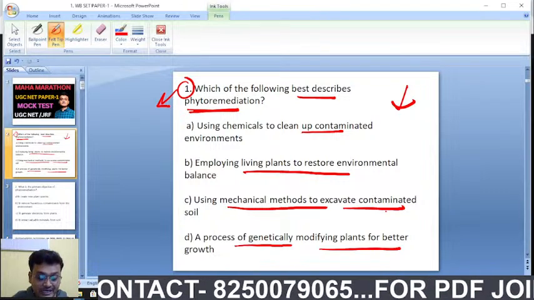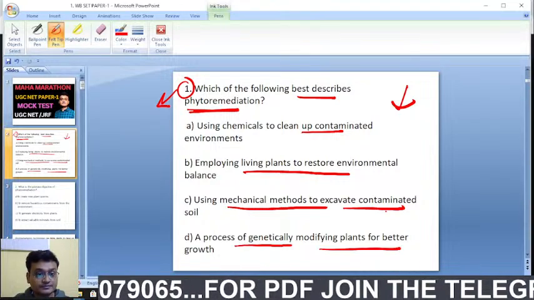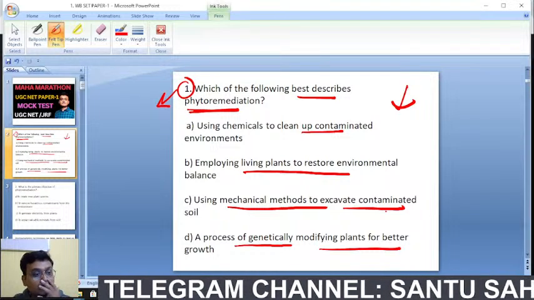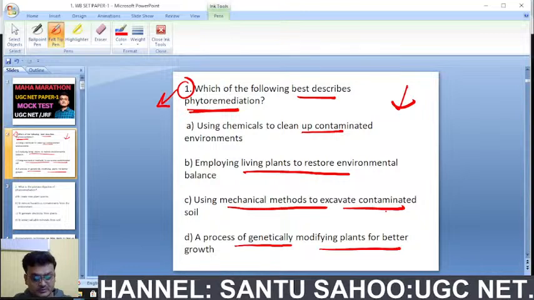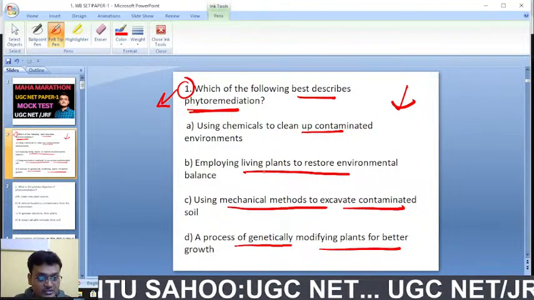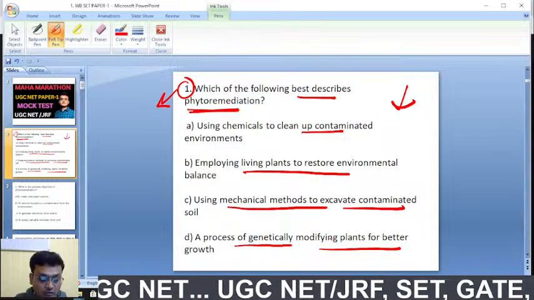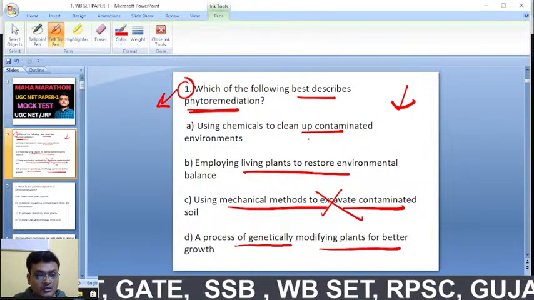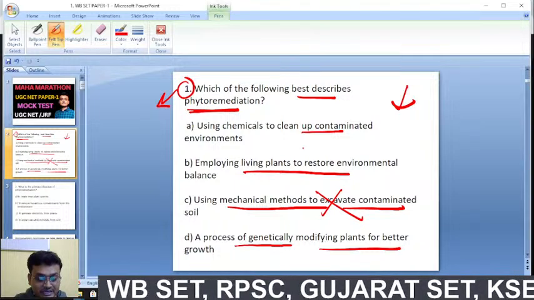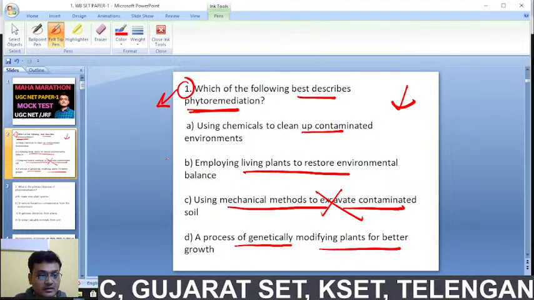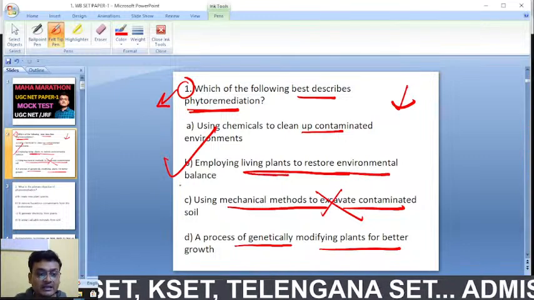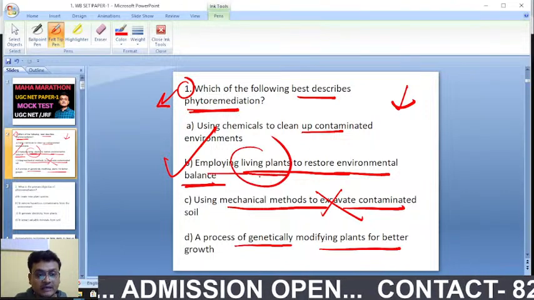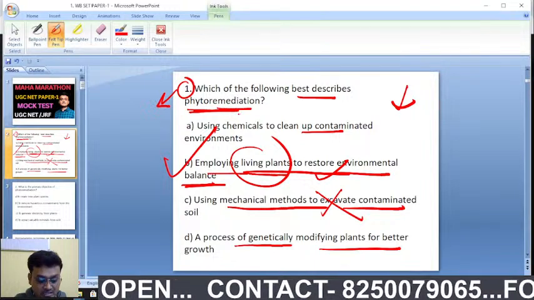What is phytoremediation? We have done it earlier as well. Phytoremediation is actually, देखो, a process of genetically modifying plants for better growth, using mechanical methods to excavate. Mechanical method तो नहीं होगा. What would be the right answer here? It is B. ठीक है. Employing living plants to restore environmental balance is phytoremediation. Employing living plants को एम्प्लॉय करके एनवायरमेंटल बैलेंस को रिस्टोर करना इज फाइटोरिमेडिएशन.